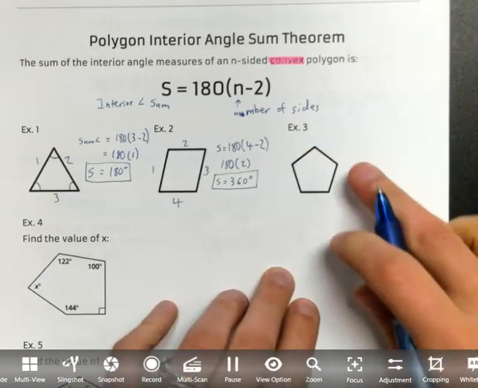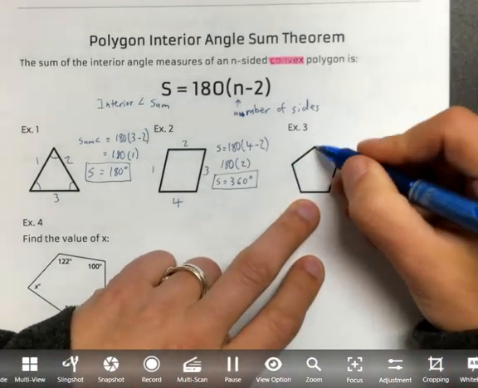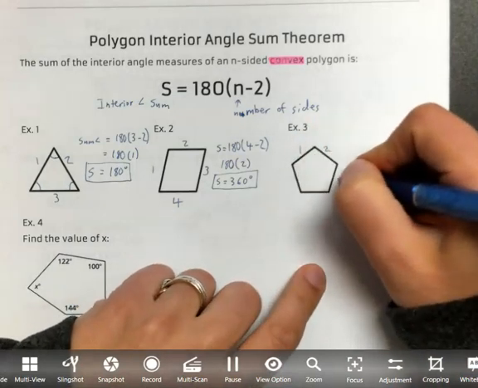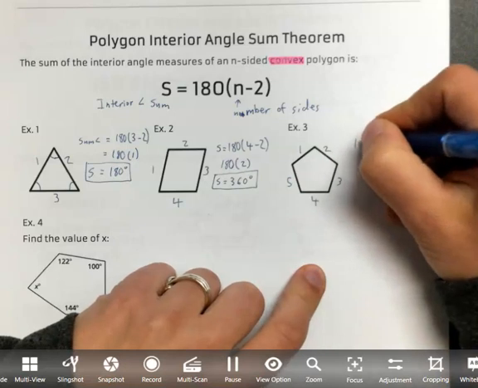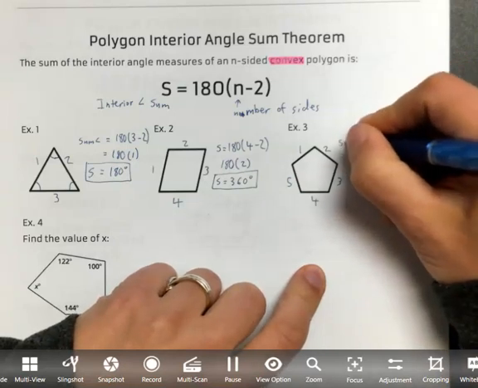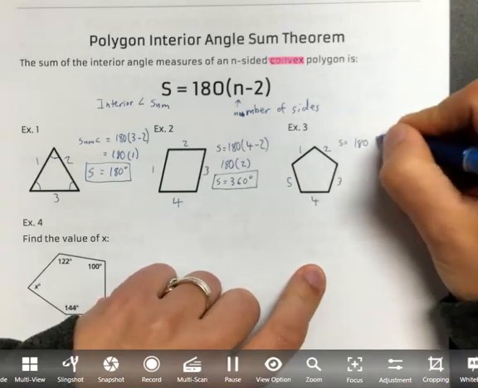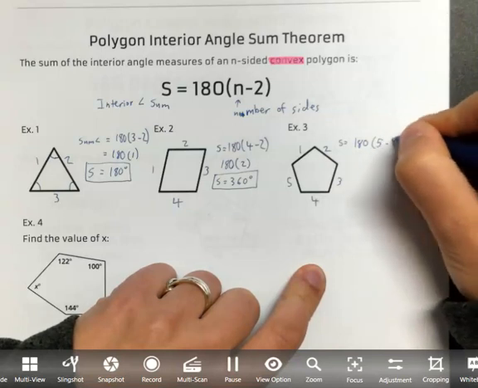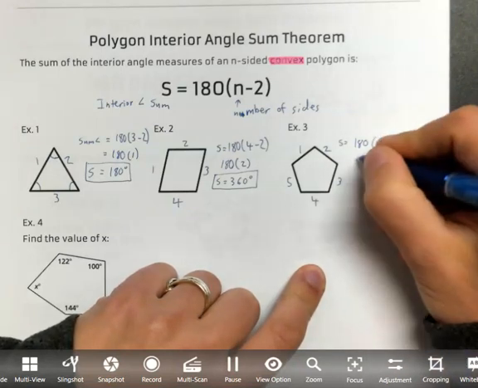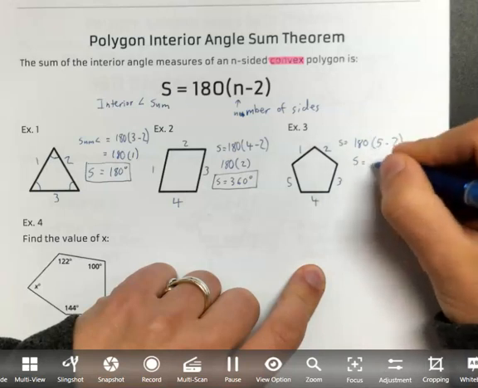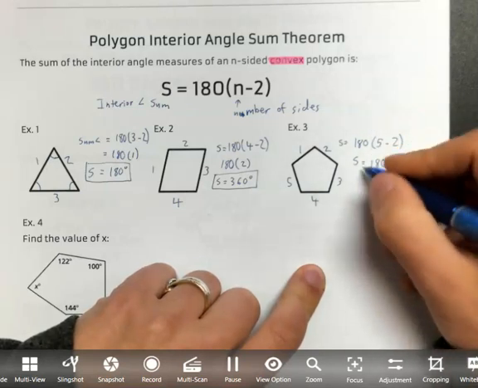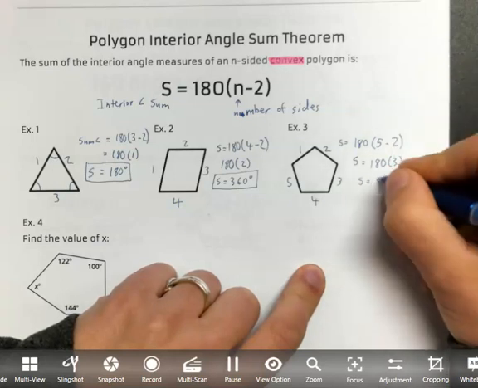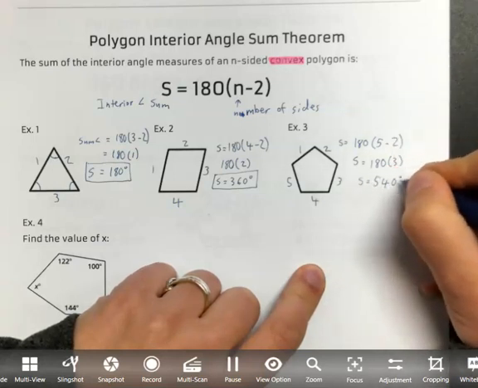All right, moving on. We've got 1, 2, 3, 4, 5 sides. Sum is equal to 180 times 5 minus 2. So that means my sum is equal to 180 times 3, because 5 minus 2 is 3. So my sum is equal to 540 degrees.